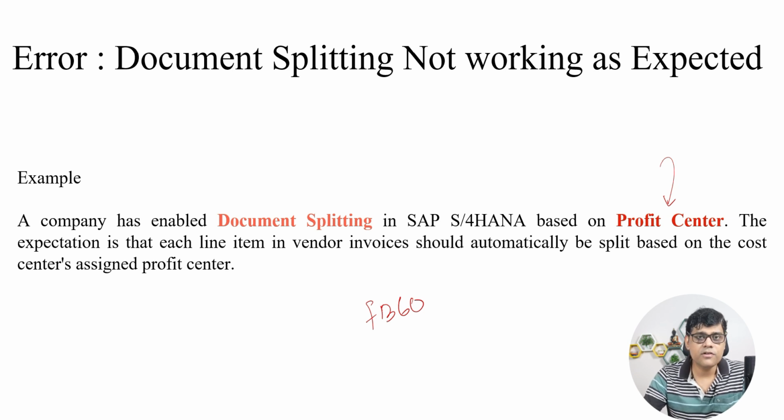So the user is trying to post a document through, let's take the example of FB60, and let's say two expenditures are there and one common vendor. The vendor is going to be credited and the two expenditures are going to be debited. Both expenditures are related to different cost centers, so as a result different profit centers are there. However, the system is not able to split the vendor liability in the document. Instead, maybe only one line is there, or it is not able to split.